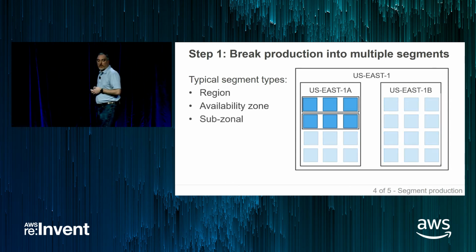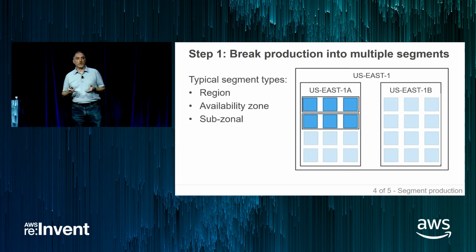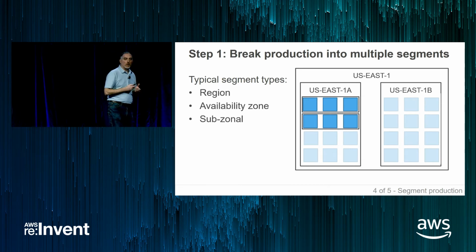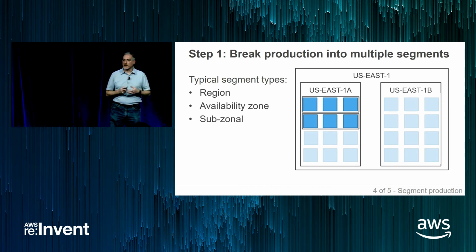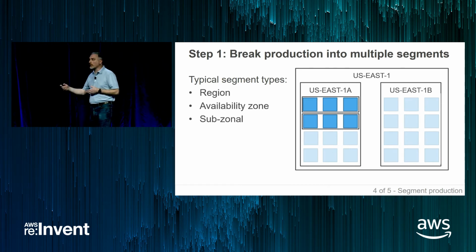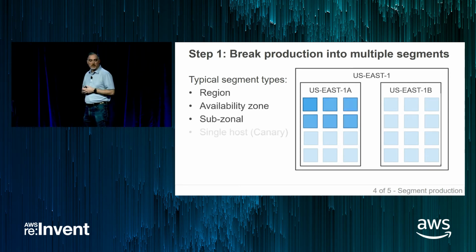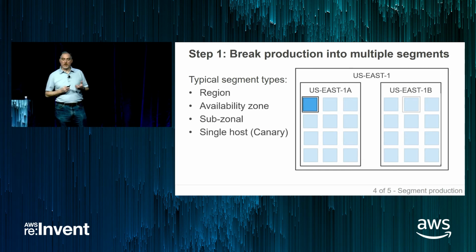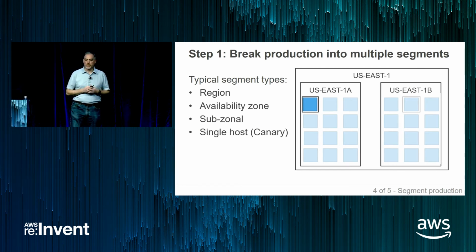So we can create deployment segments that are subzonal. We see larger teams at AWS structure their deployments into subzonal cells. But all teams want to gain some confidence in their deployment before they start rolling it out into other segments. And these customers would deploy to a single host, a Canary deployment, before continuing out to the rest of their fleet.